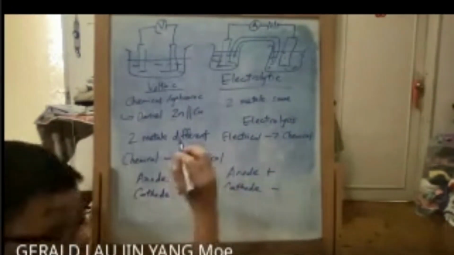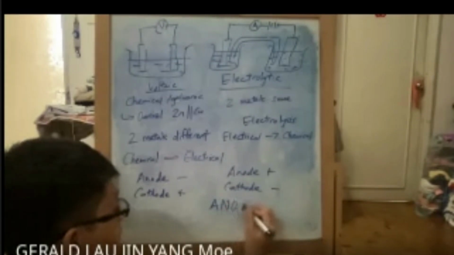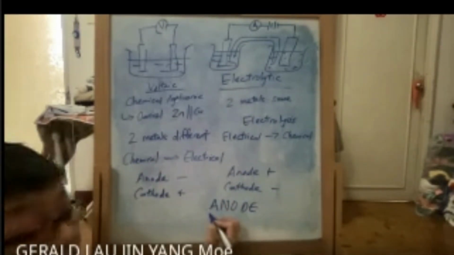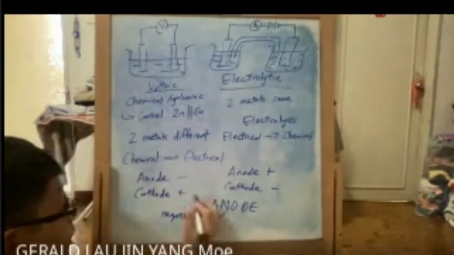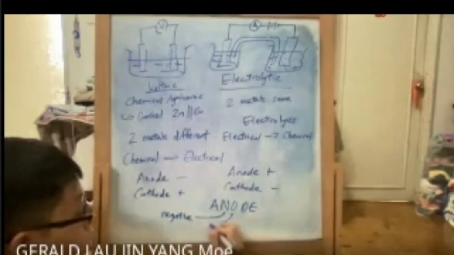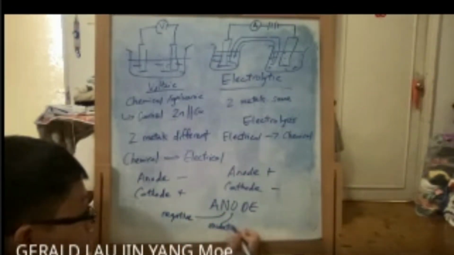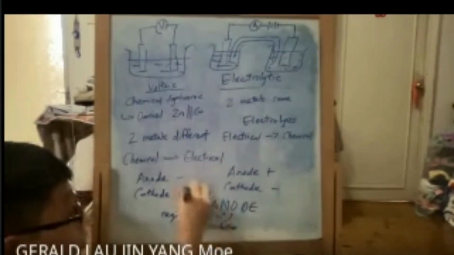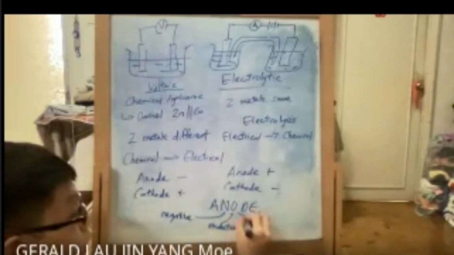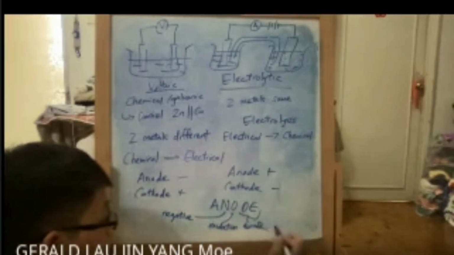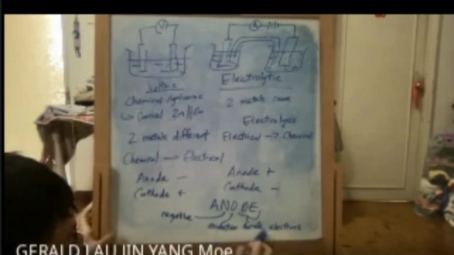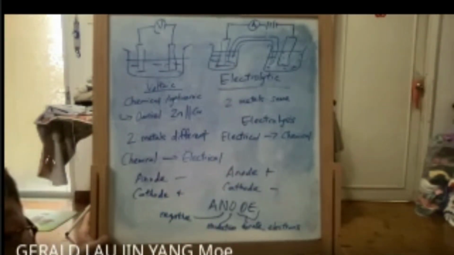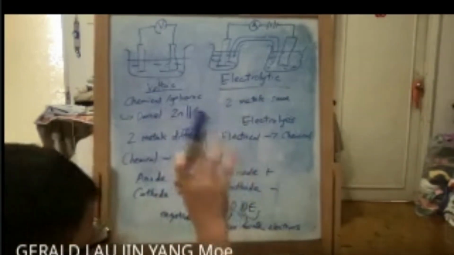What do they do? Look at the word anode. A-N-O-D-E. A, anode. N meaning negative, for chemical cell, negative. O, oxidation. Oxidation occurs at the anode for both of these. Okay, donate electron. So oxidation and donating electrons always occur at the anode. Understand? Okay, later we will have a deeper look at it.